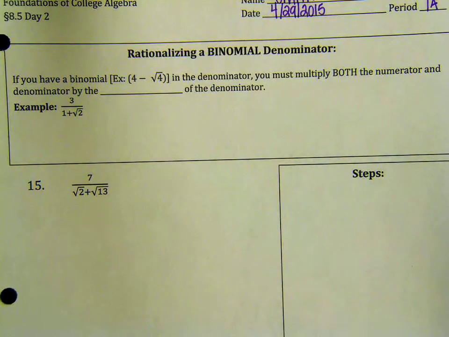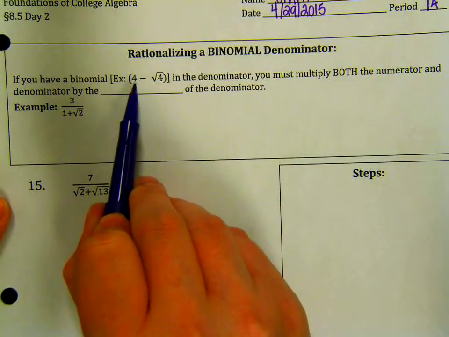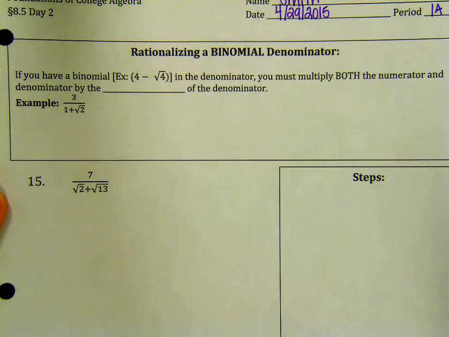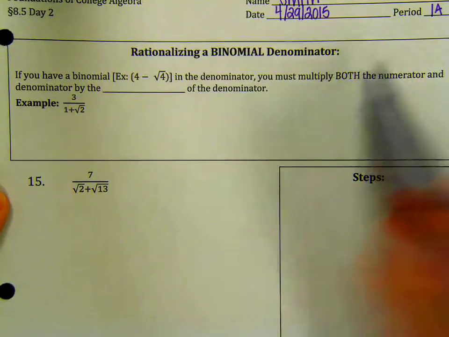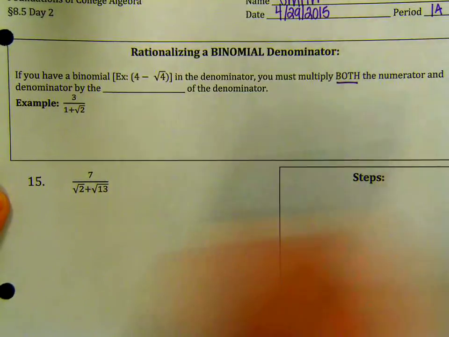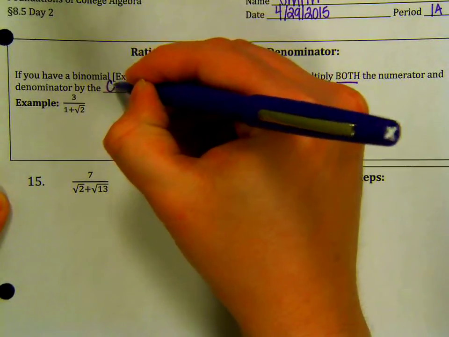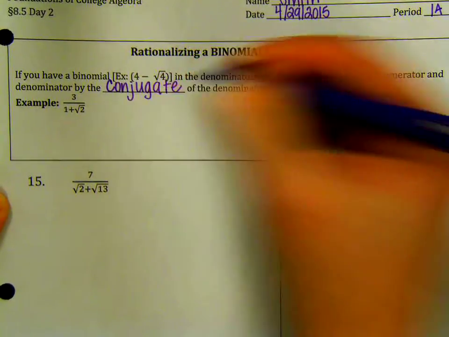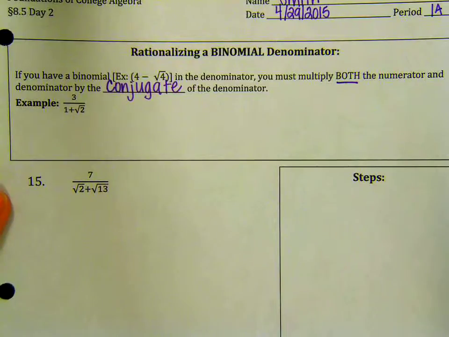Rationalizing denominators, last class, and now we have to rationalize a binomial denominator. So what that means is I'm going to have two things in the denominator and not just one. So if you have a binomial in the denominator, you must multiply both numerator and denominator by the conjugate of the denominator, which we talked about last class and in the warm-up.